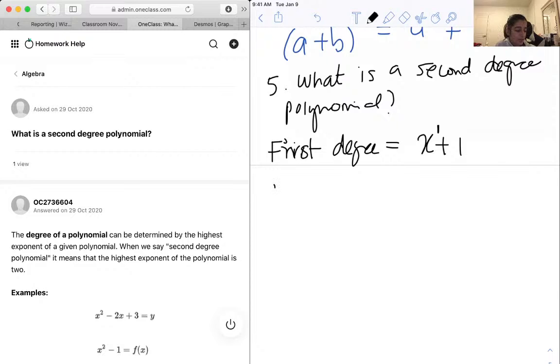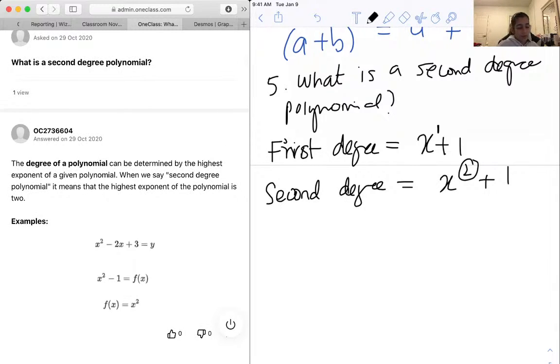Our second degree would be something like x squared plus 1, because our exponent is 2. Our third degree would be x cubed, or x to the power 3, plus 1. An example that they've given us is x squared plus 2x plus 9 is equal to y.